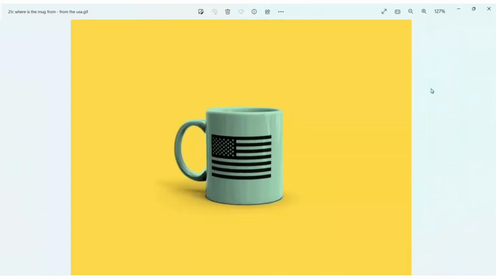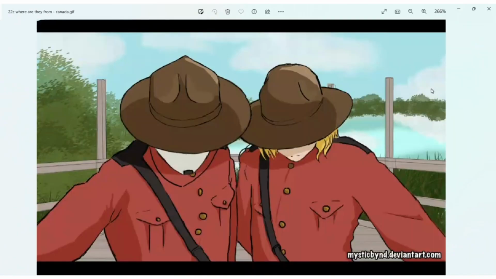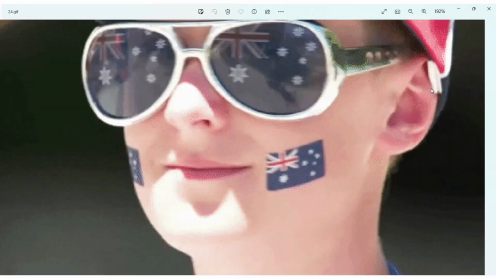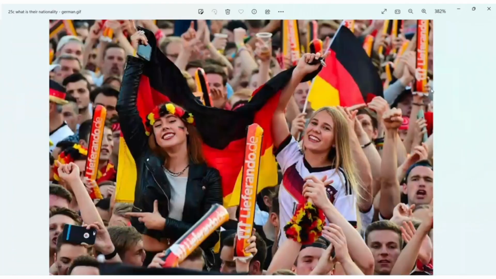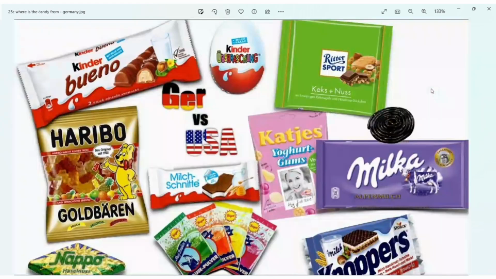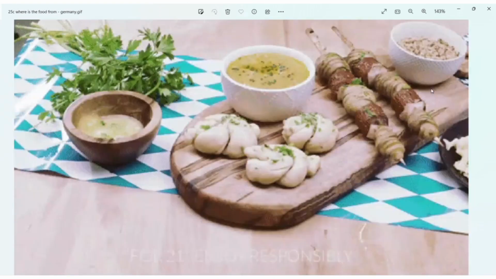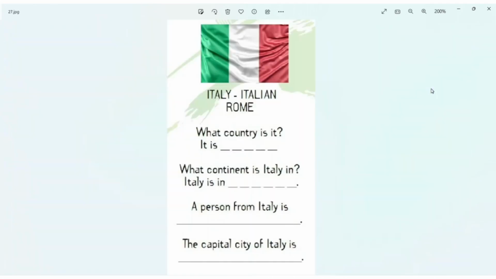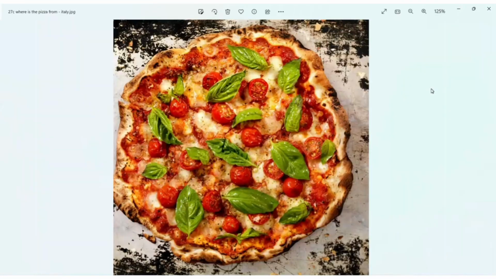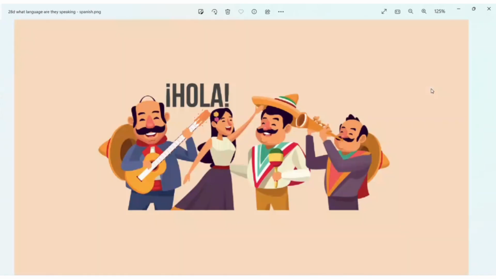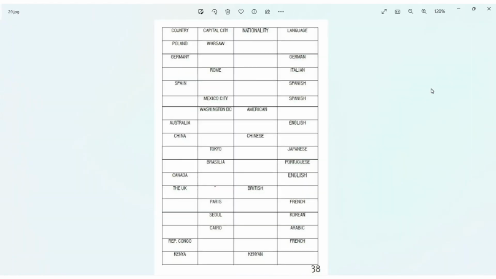So we are here still in the North American continent. So here is Canada. Here we have Australia, we have New Zealand, we have Germany. For example, what cars can you find in Germany? What food you can eat in Germany? Here we have France and Italy, as well as Spain. What food you can find, and then we finally finish our units with this.